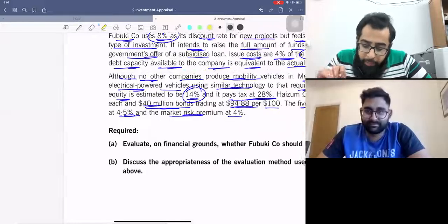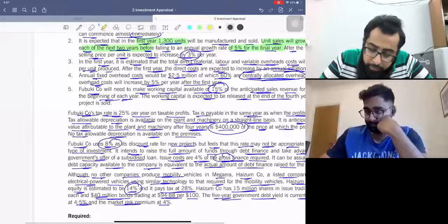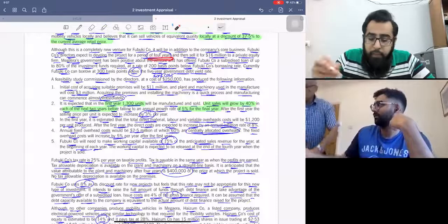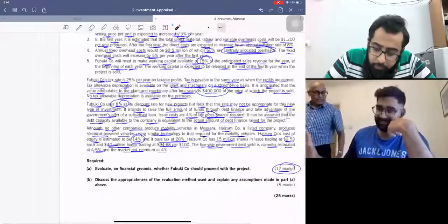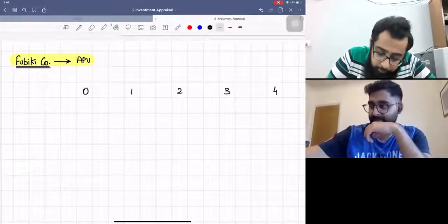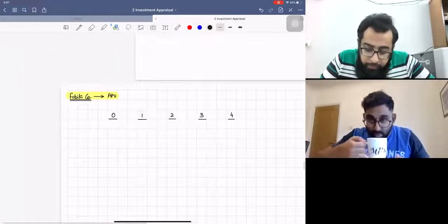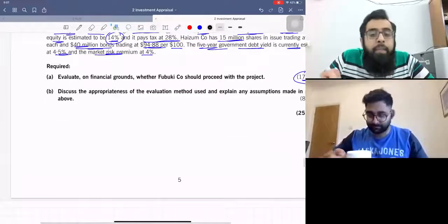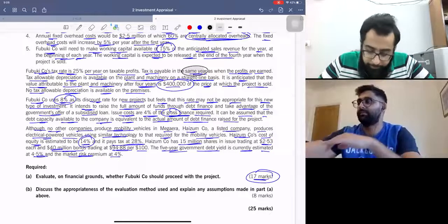Fubiki company APV. Now, let's start by thinking. The project is of 4 years. If I remember, we read it somewhere here. Yes. The project is of 4 years. So first of all, I will make a schedule: year 0, year 1, year 2, year 3, and year 4. Okay. Let's look at whether tax is payable in the same year or in arrears. Yes, tax is payable in the same year. Now, since the tax is payable in the same year, we don't need to make one extra year.